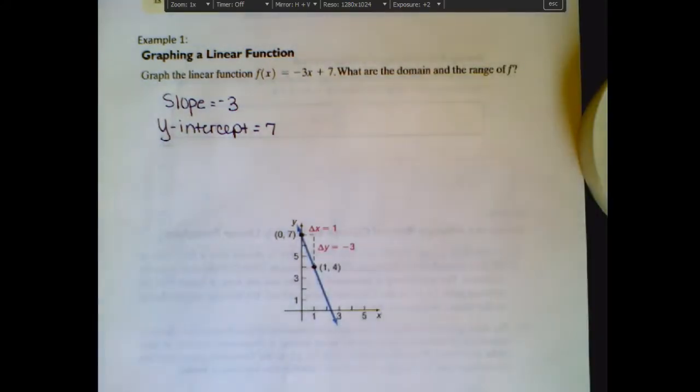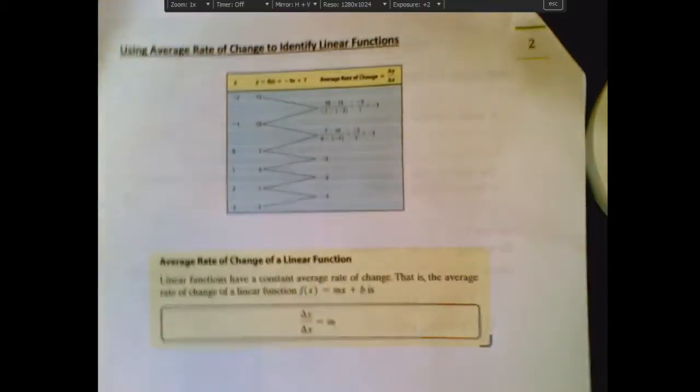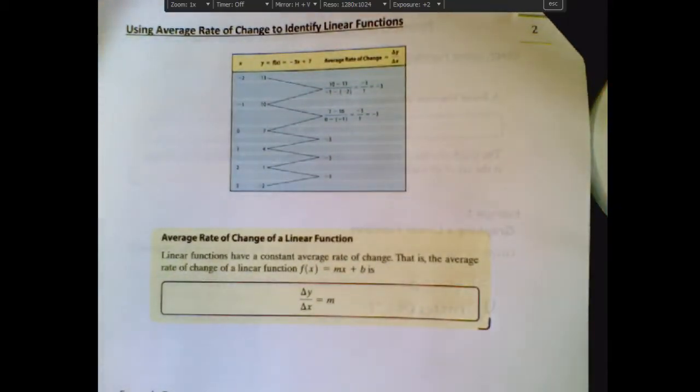The domain and the range of this one would be the set of all reals. The reason, if you're curious as to why it's the set of all reals, it would be because you can substitute in anything for x and you can substitute in anything for y.